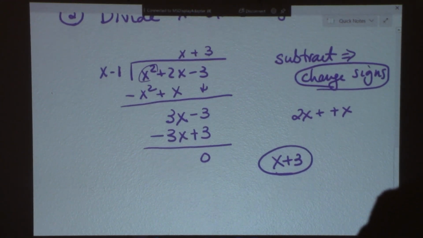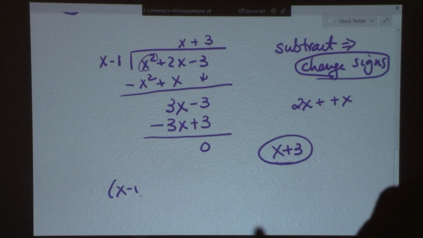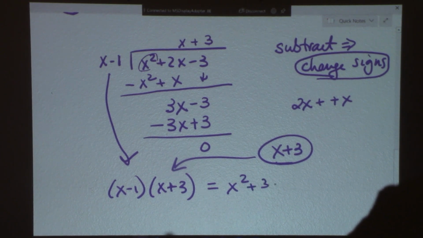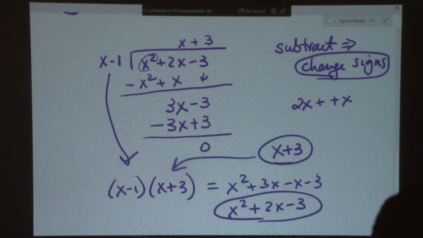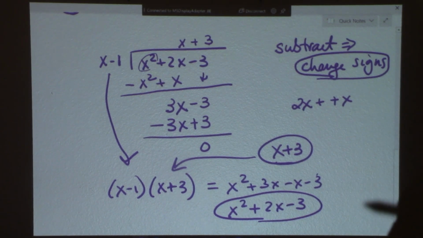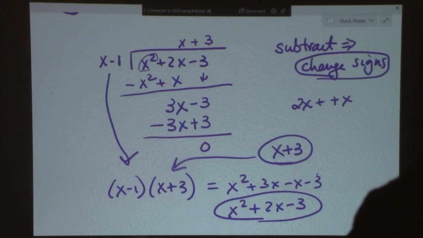Now I'm sure to check it. If we multiplied my divisor, which was x minus 1, times my answer, and I FOILed it together, I would get x squared plus 3x minus x minus 3, and that does work out. So you can check your work by FOILing. All right, let's do number 3.